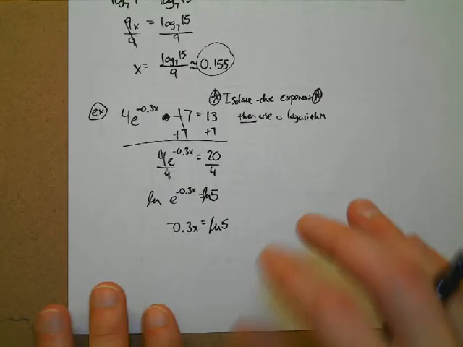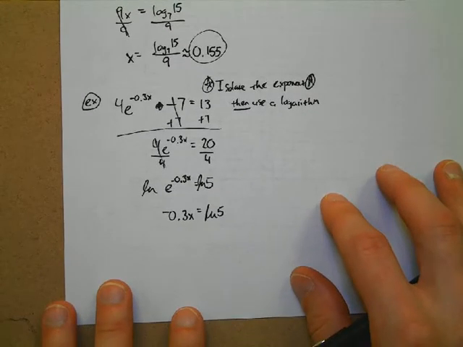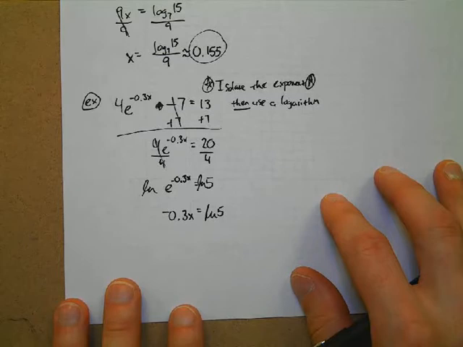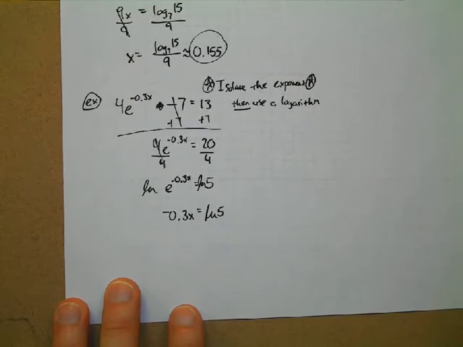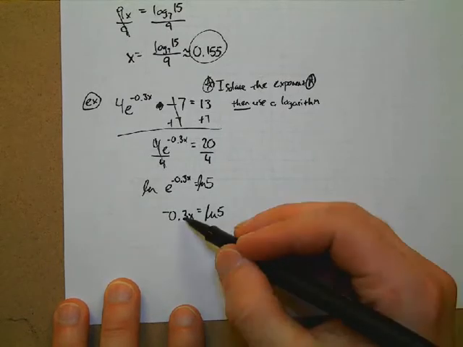Divide both sides by negative 0.3. Can you rewrite 0.3 as a fraction? Yes, what would that be as a fraction? It would be 3/10. So which one is it, 1/3 or 3/10? 3/10. Yeah, it'd be 3/10.